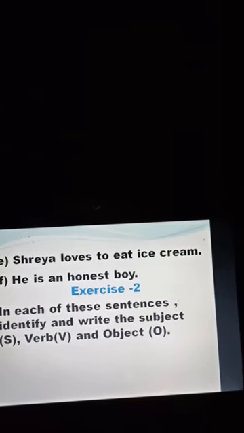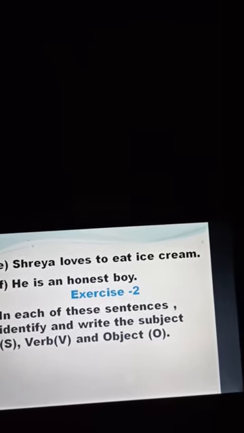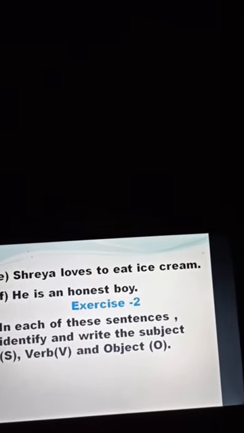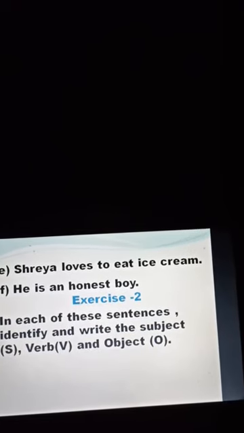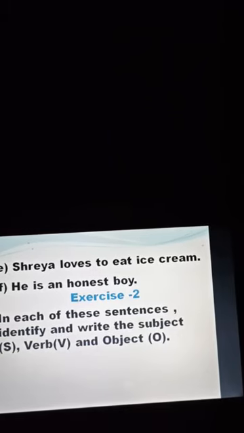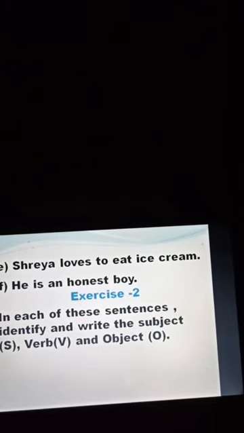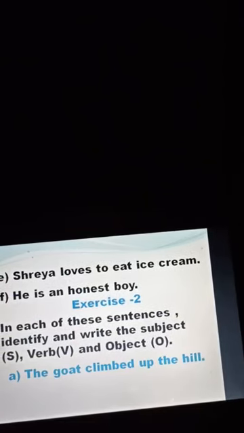In each of the sentences, identify and write the subject, verb and object. Just keep in your mind that first subject will come, then verb and then object. So in the series, you have to bifurcate the subject, verb and object in the sentence and write S for subject, V for verb and O for object.